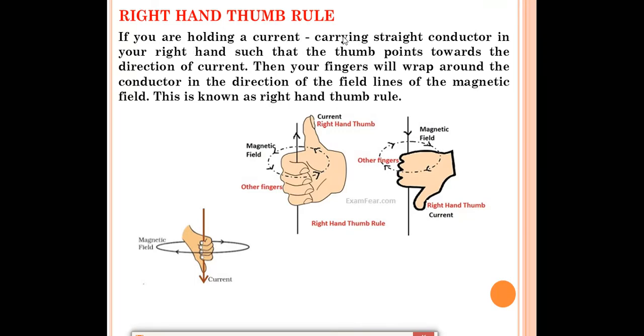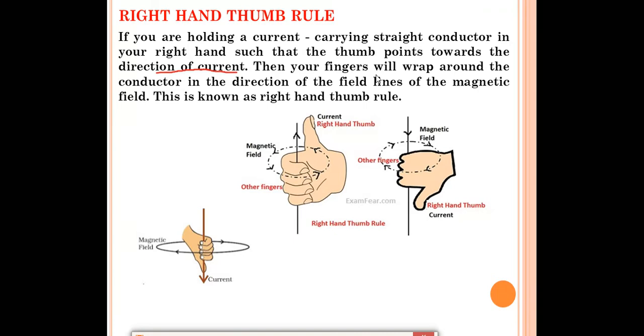If you are holding a straight current carrying conductor in your right hand, such that the thumb points towards the direction of the current. You have to hold the conductor in such a way that your thumb will point towards the direction of the current. You can see in the picture, this is a straight current carrying conductor, and your thumb is pointing towards the direction of the current.